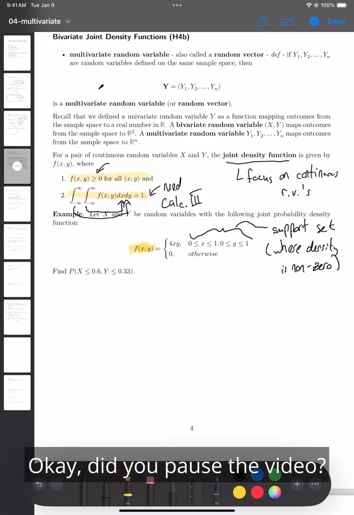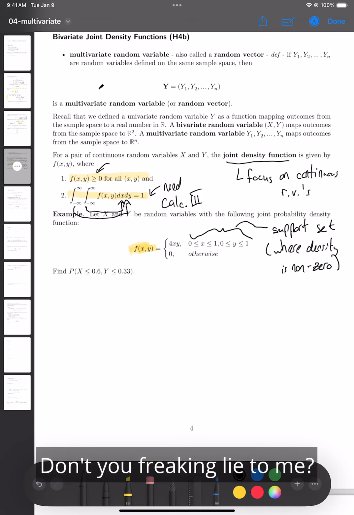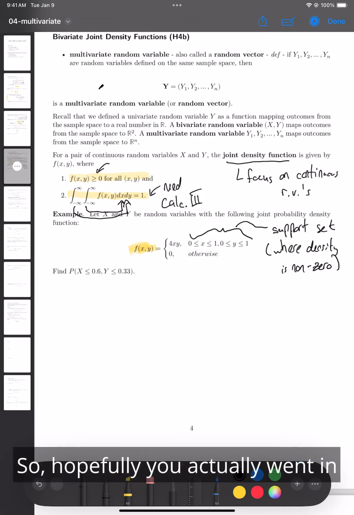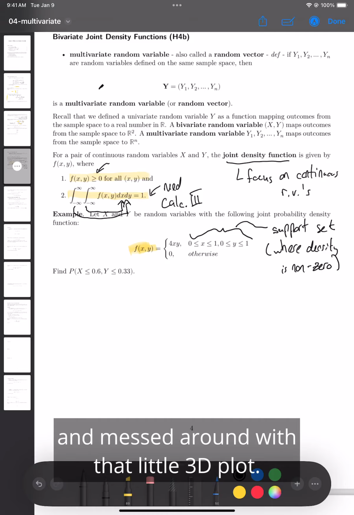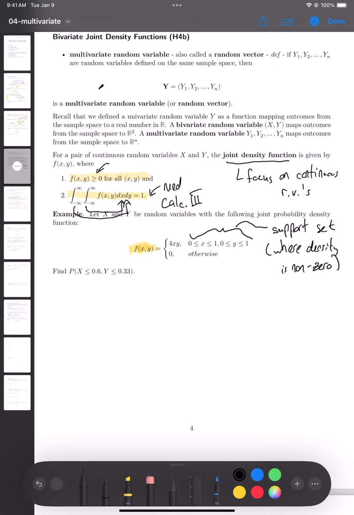Okay, did you pause the video? Don't you freaking lie to me. So hopefully you actually went in and messed around with that little 3D plot.